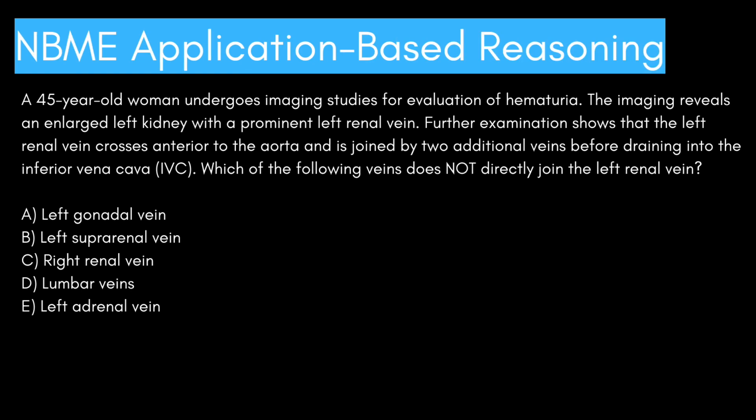A 45-year-old woman undergoes imaging studies for evaluation of hematuria. The imaging reveals an enlarged left kidney with a prominent left renal vein. Further examination shows that the left renal vein crosses anterior to the aorta and is joined by two additional veins before draining into the inferior vena cava, also known as IVC. Which of the following veins does not directly join the left renal vein?